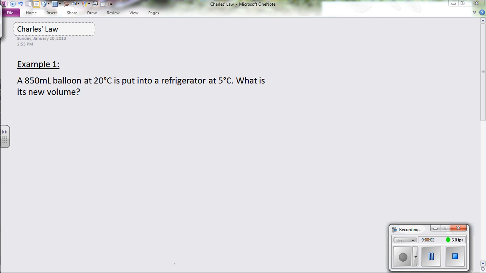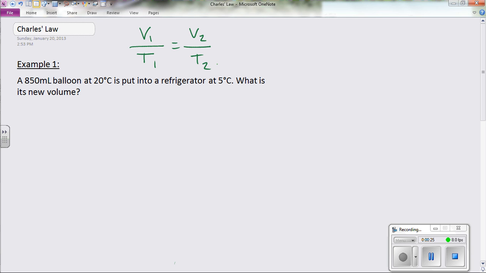All right, today we will be addressing Charles' law. Charles' law is the relationship between volume and temperature. The equation for this is V1 over T1 equals V2 over T2. This is a direct relationship, so as one goes up, so does the other, and vice versa.